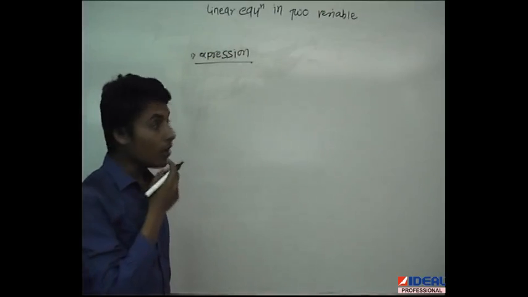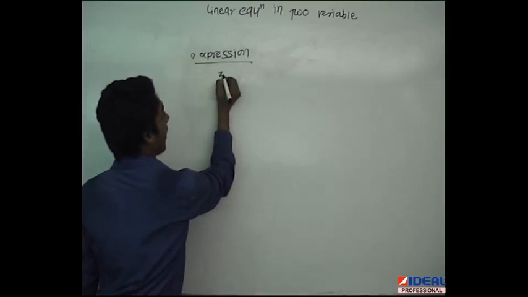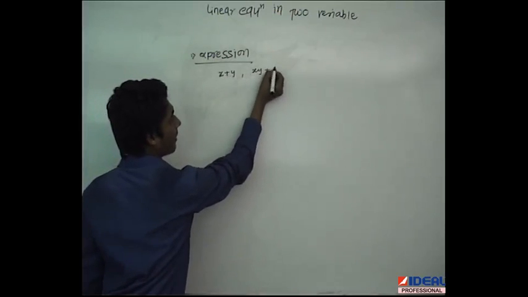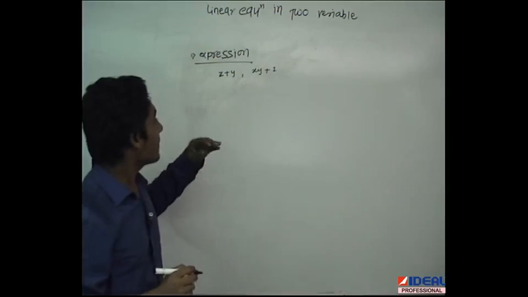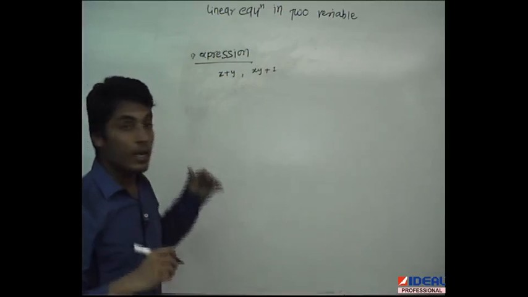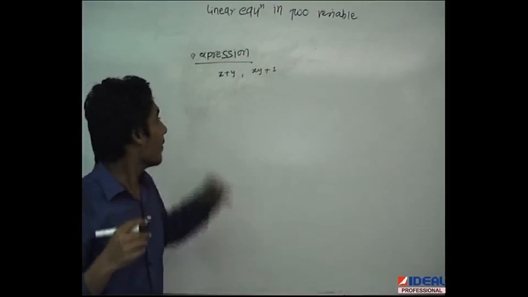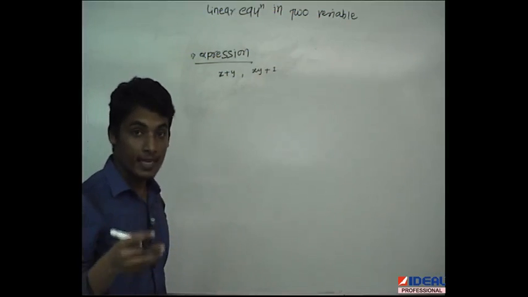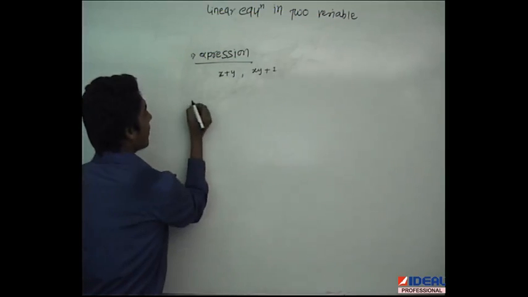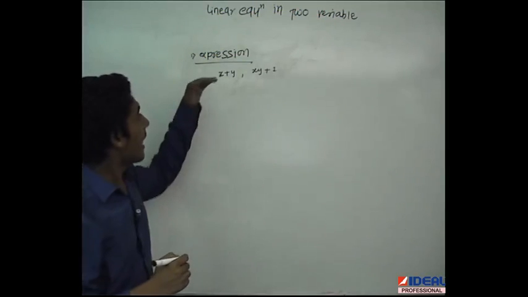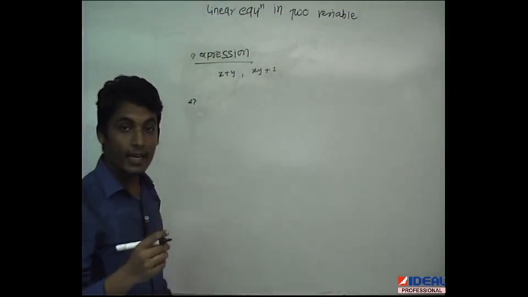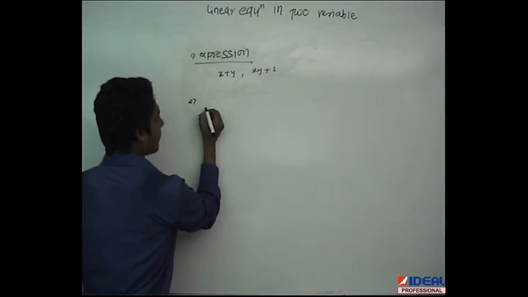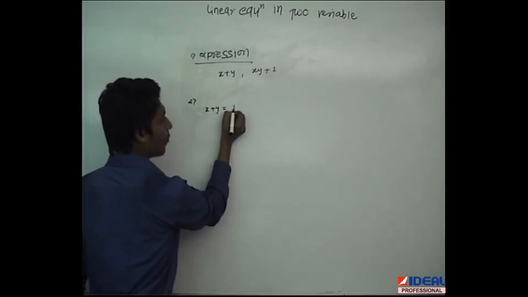Expression, for example, x plus y, xy plus 1. Expression means it includes only variables and constants. The difference between expression and equation is that an equation includes an equal to sign. For example, x plus y is equal to 1.